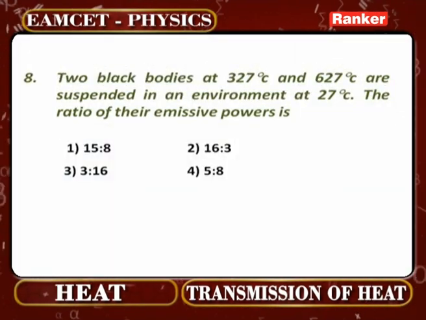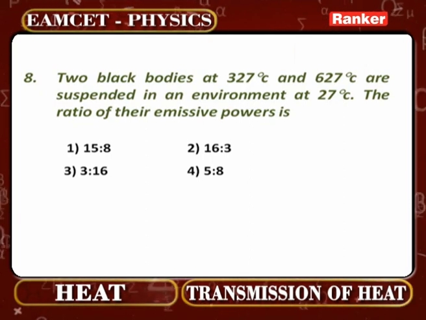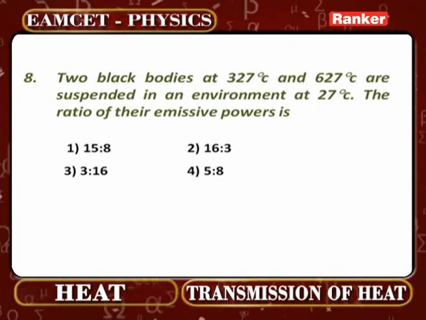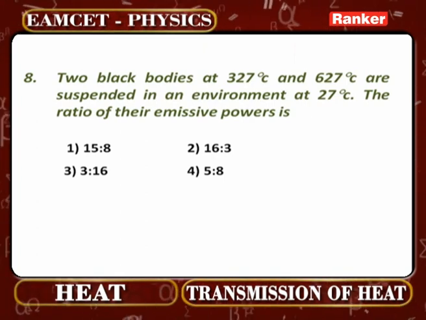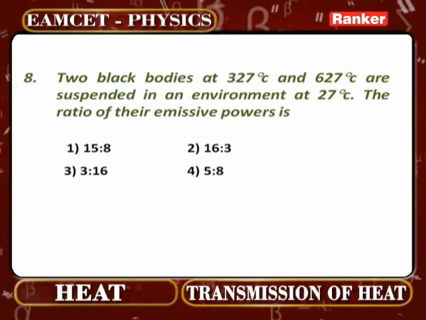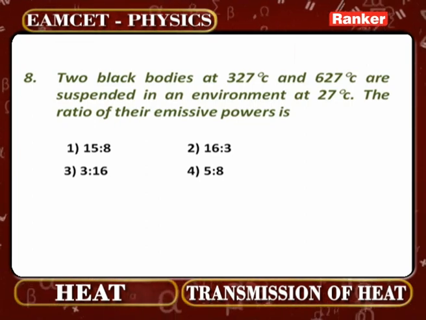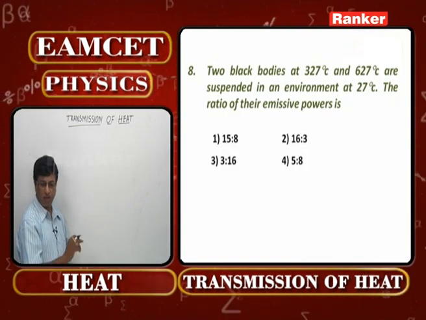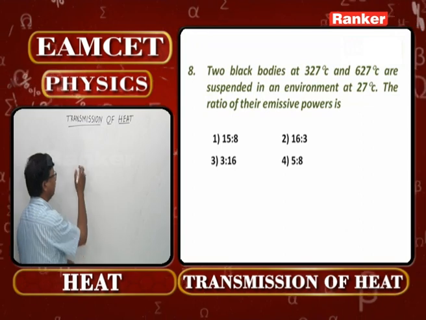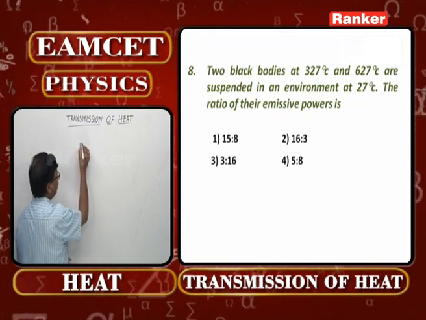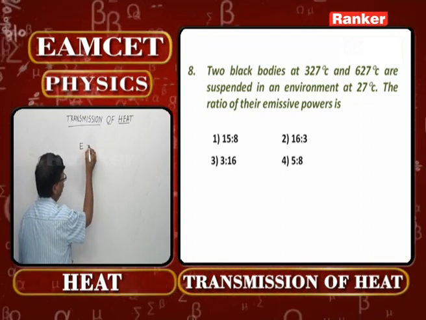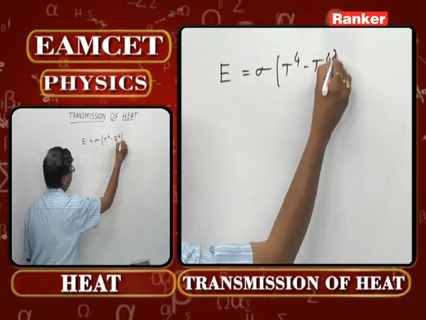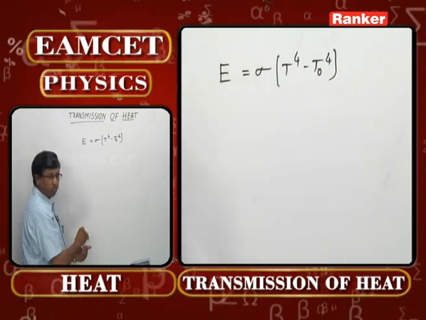Two black bodies at 327 degrees centigrade and 627 degrees centigrade are suspended in an environment at 27 degrees centigrade. Environment 27 degrees means what? That is the temperature of the surroundings of these two black bodies. The ratio of their emissive powers. In fact, we all know well, emissive power is equal to sigma into T power 4 minus T naught to the power 4 according to Stefan-Boltzmann law.